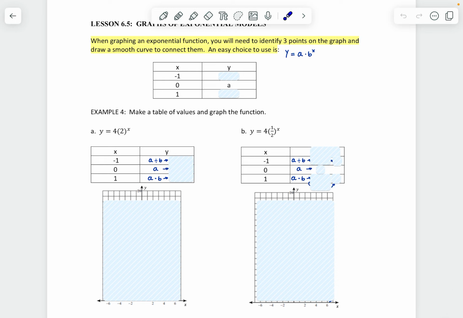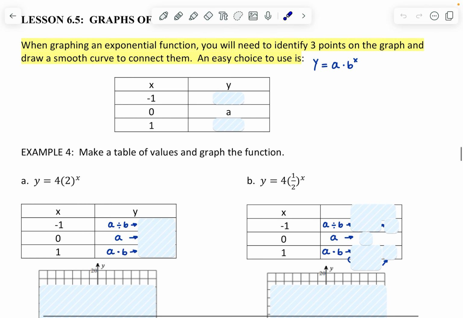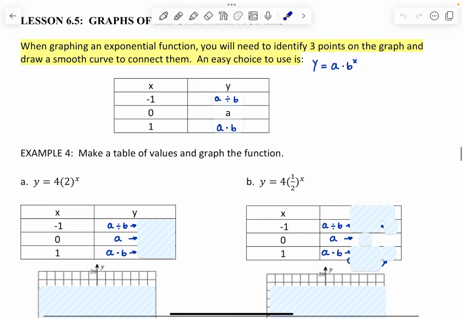When we are graphing an exponential function, you need to identify 3 points in order to make a smooth curve. One of those points is when you're increasing your outputs. One of them is when you're decreasing your outputs. When we are increasing, we're going to multiply by the multiplier, b. When we are decreasing, we are going to divide by the multiplier, b. In one direction, you're going to be multiplying. In the other direction, you're going to be dividing. Let's see what this looks like.